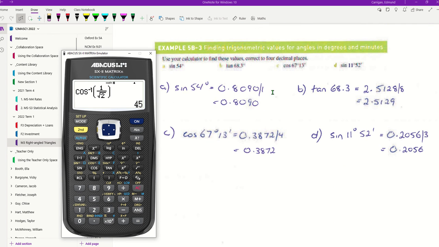Okay, so these ones here, again, it's just a calculator exercise. Sine 54 degrees equals, I need to put my bracket in there, 0.8090. 4 decimal places, write it down to 5 in the first place, put your slash after the fourth, 0.8090. Tan 68.3 equals 2.51288, slash after the fourth decimal place, the digit after that rounds up to 2.5129.